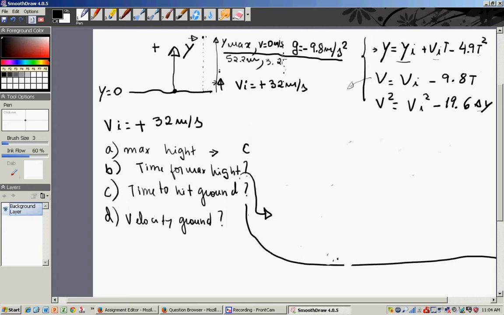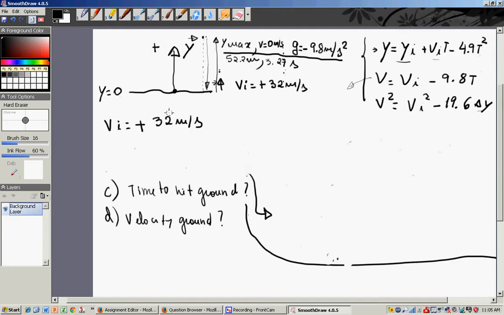And the t max is 3.27. It takes 3.27 seconds to go to that point. Okay, so the ball is there, right? Or the rock is there. So what's going to happen now? It's going to start falling. So in this situation, if I think of the top part, in fact, these two parts are done, right? We finished that part.